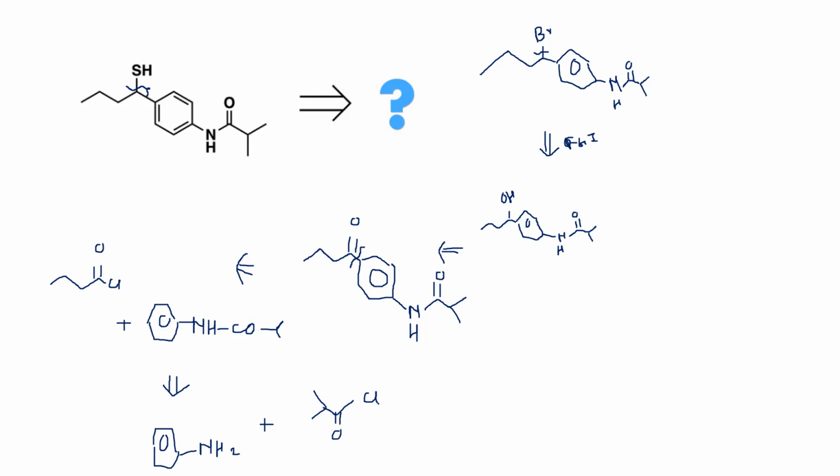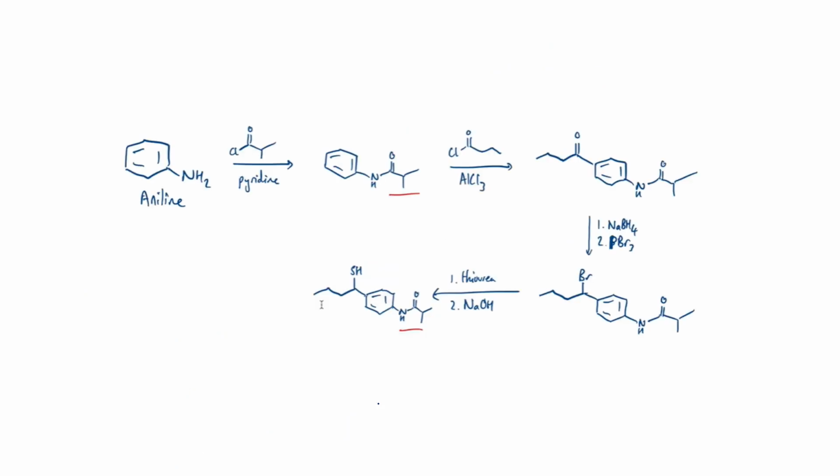Okay. So what will be the forward synthesis of this compound? First, aniline will react with this acyl chloride and pyridine to give this amide. After that, through Friedel-Crafts acylation, it will incorporate into this para position and give us this 1,4 disubstituted compound.